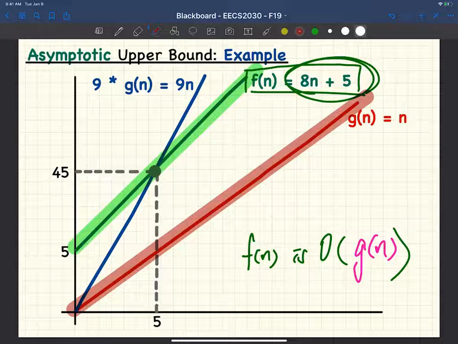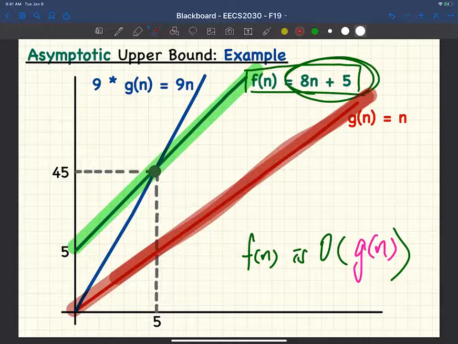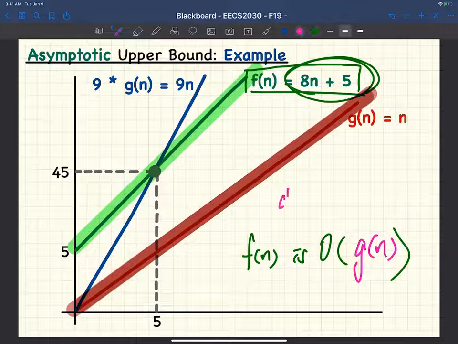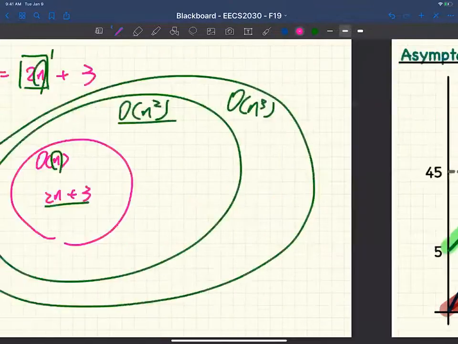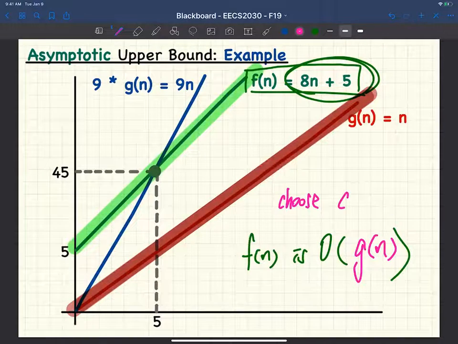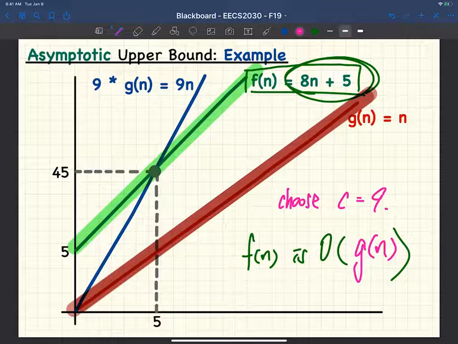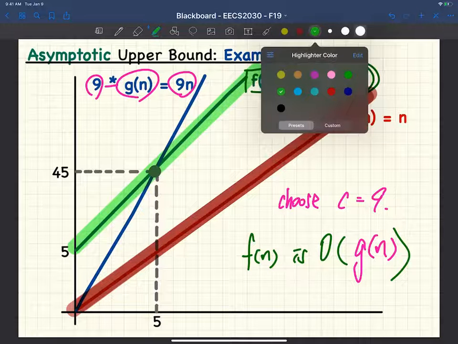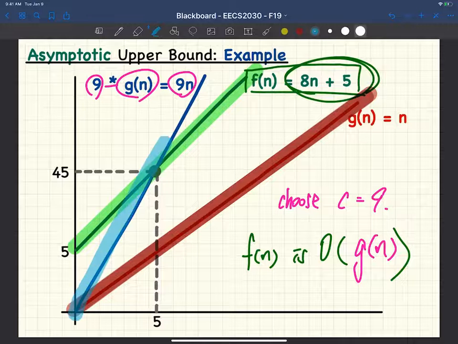So if you only look at g of n alone, it's not going to work. However, remember, according to the proof, we had to choose a C over here, right? So what we'll do is choose C to be, for example, 9. In that case, we're going to consider 9 times g of n. So now it's going to be 9n, the original g of n multiplied by some constant. So now what we get is exactly over here, the blue one. If you look at the blue one over here, it's going to be something like this.